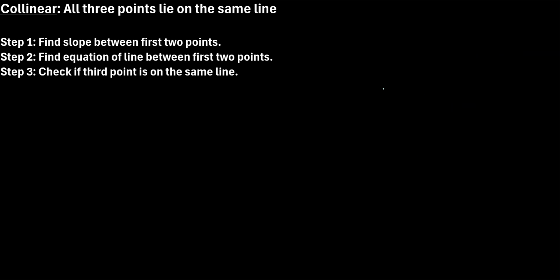To determine if points are collinear, there's a 3-step process that we can use right here. I'm going to show 2 examples of how to use this process. So let's check out our first example. All right, let's say we have these 3 points right here. How can we check if they're collinear?